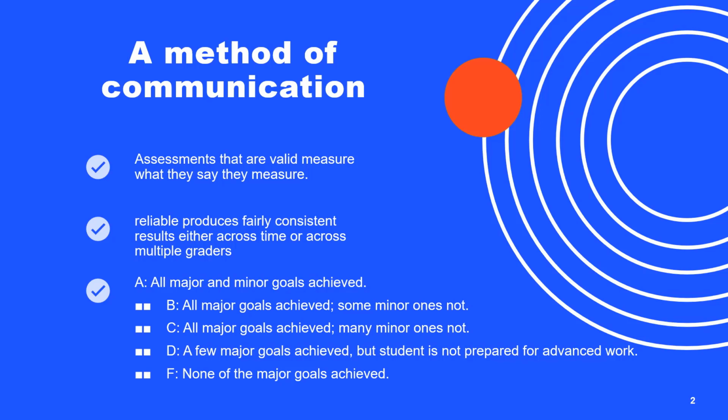And then F, if a student receives an F as a grade, then that means none of the major goals were achieved. And then that'll be a different conversation based on the individual student, or a different conversation if this is an entire class grade.